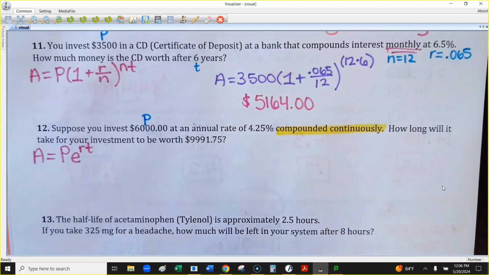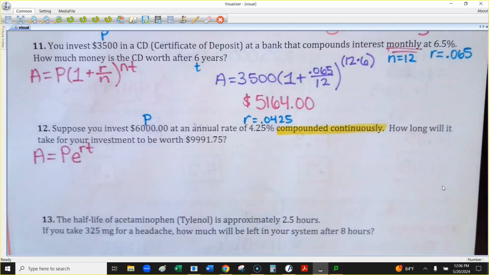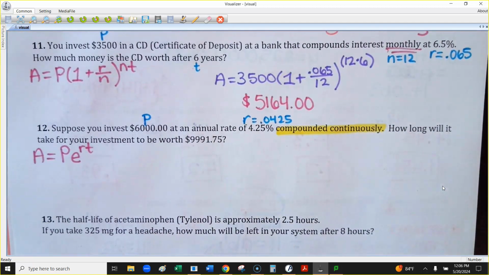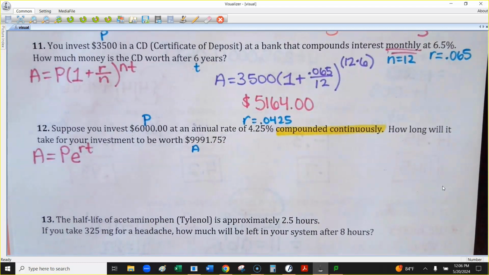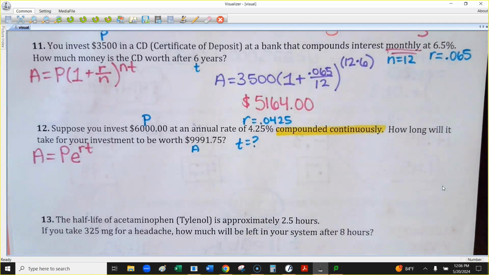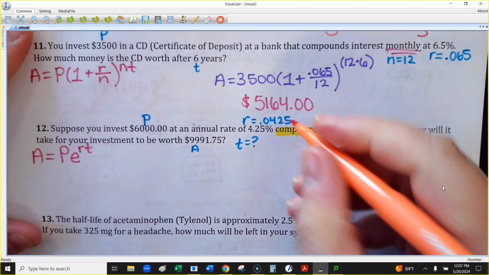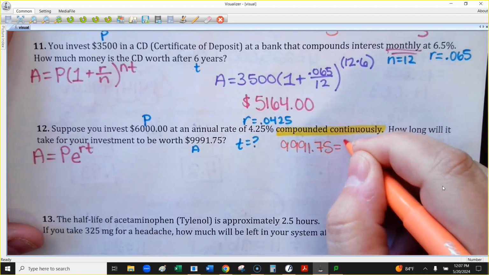Annual interest rate, the R here, 0.0425, because you got to change that to a decimal. Just scooch the decimal place over by 2 spots, or you can take the number and divide it by 100. How long will it take for your investment to be worth $9,991.75? So actually what we don't know here is the time. So it's just going to be a little different because we're going to solve for a different variable than we did in the last problem. So I actually know how much is in the account. That's that $9,991.75. The investment was $6,000.